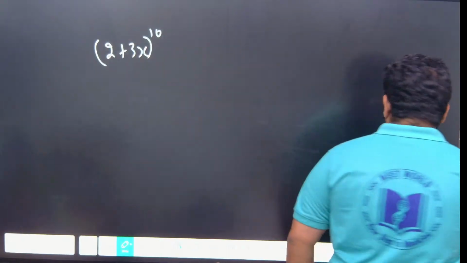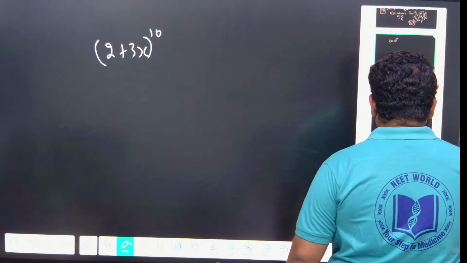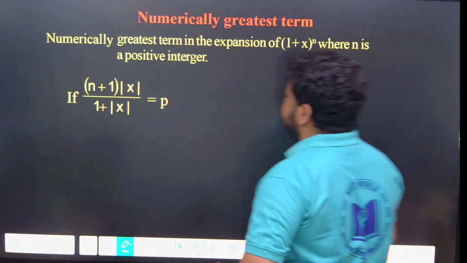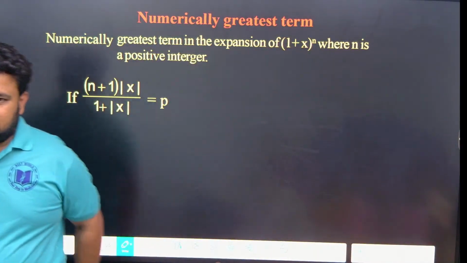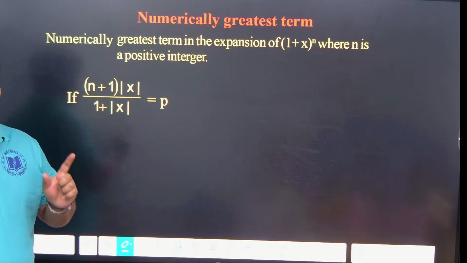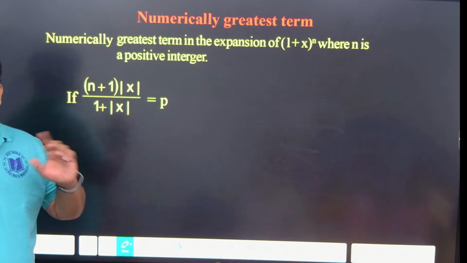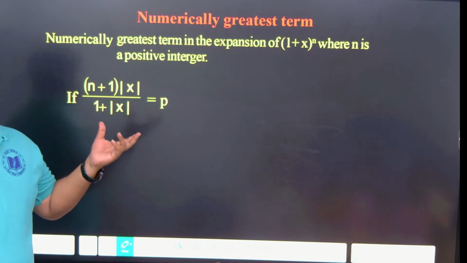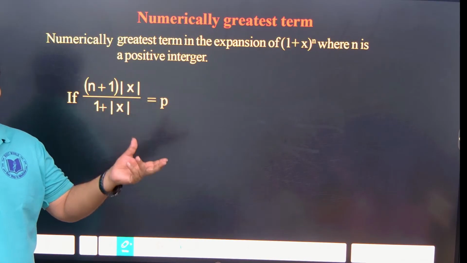Okay. Now this you have to do by yourself. Let us go to the numerically greatest term. I told you the middle term will have the greatest binomial coefficient, but the numerically greatest term is completely different from the greatest binomial coefficient. The numerically greatest term will have the coefficient and also the variables, x and y.